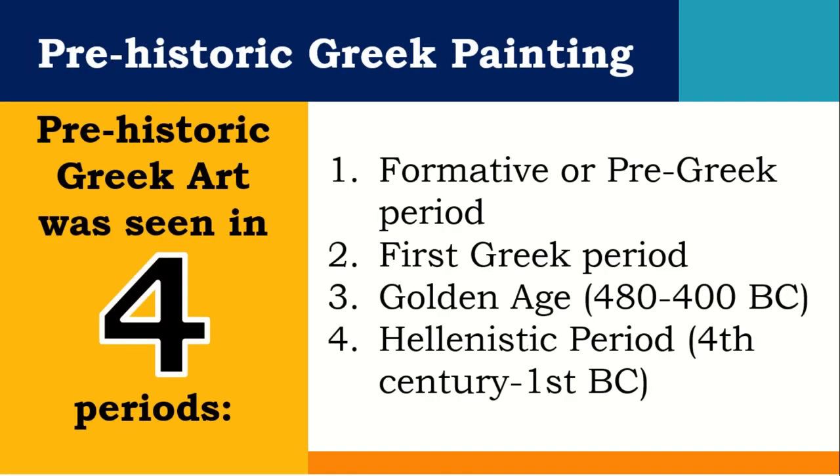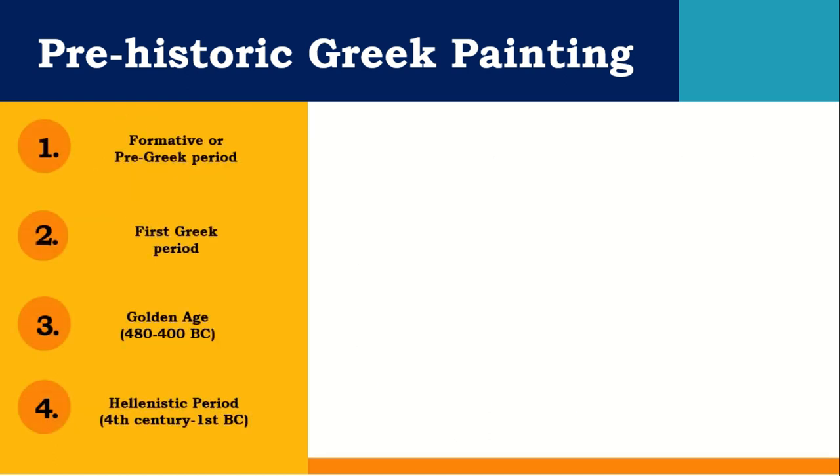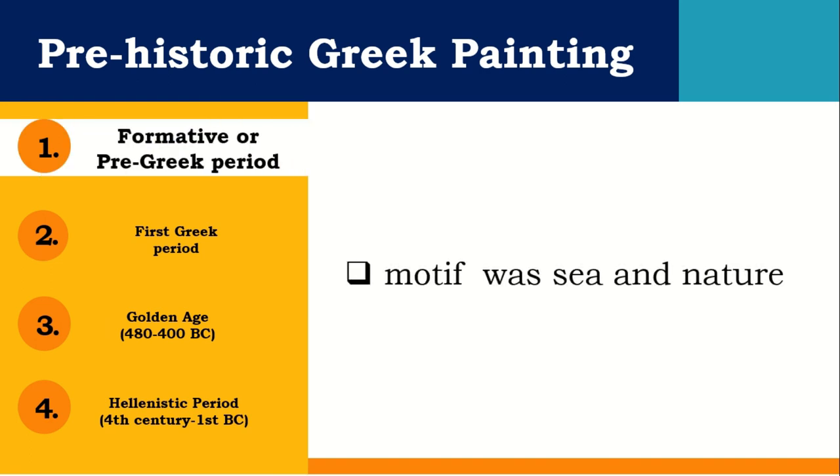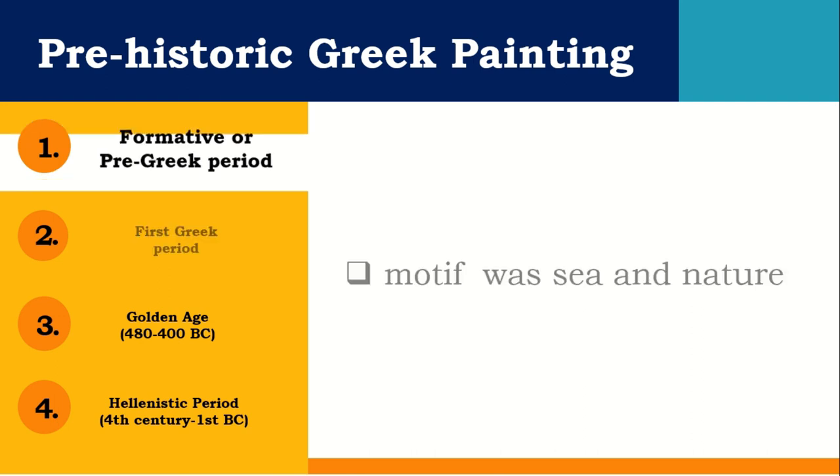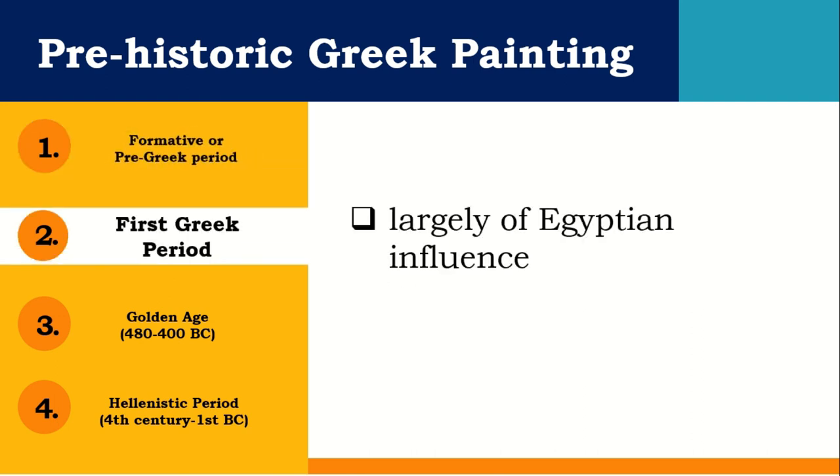Now, let us have the prehistoric Greek painting. Prehistoric Greek art was seen in four periods. The first one is the formative or pre-Greek period. Here, the motif was sea and nature. The second one is the first Greek period, which is largely of Egyptian influence.